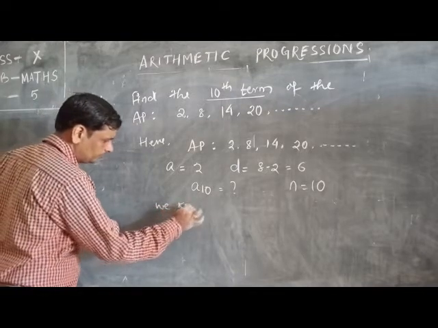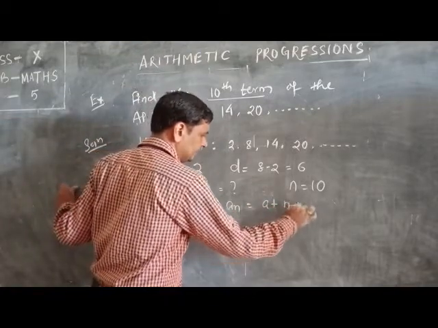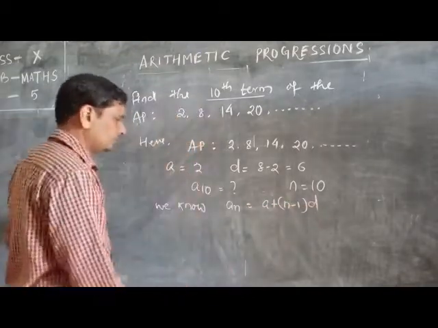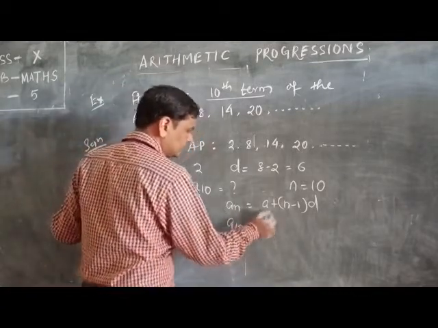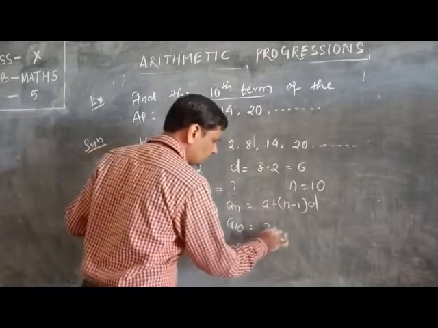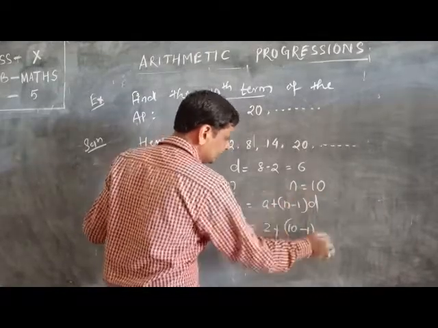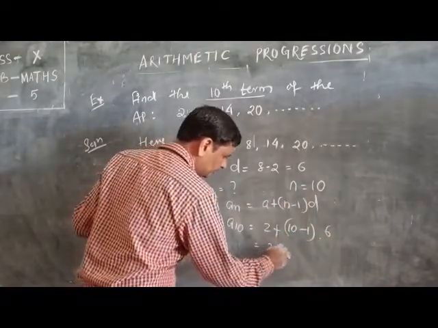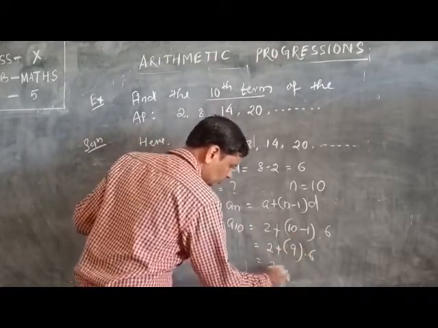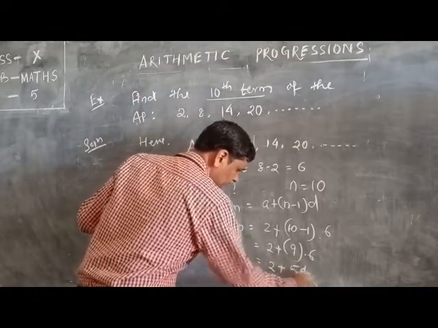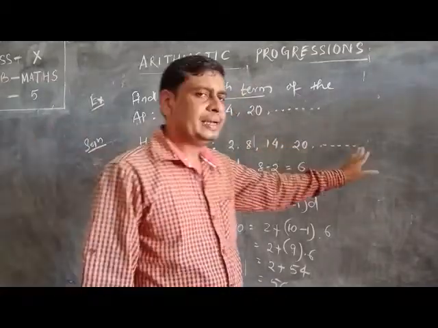We know an is a plus n minus 1 into d. So A10 will be a, that is 2, plus n minus 1, 10 minus 1 into d, that is 6. 2 plus 10 minus 1 is 9 into 6. 2 plus 54, that is 56. In this AP, the 10th term will be 56.